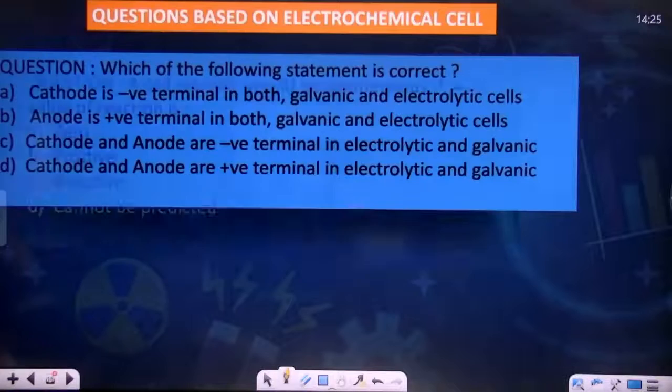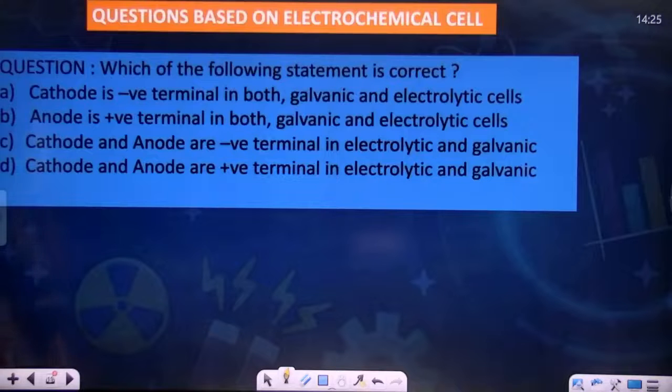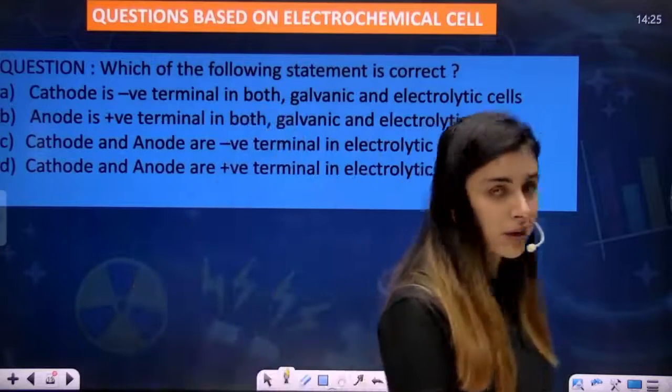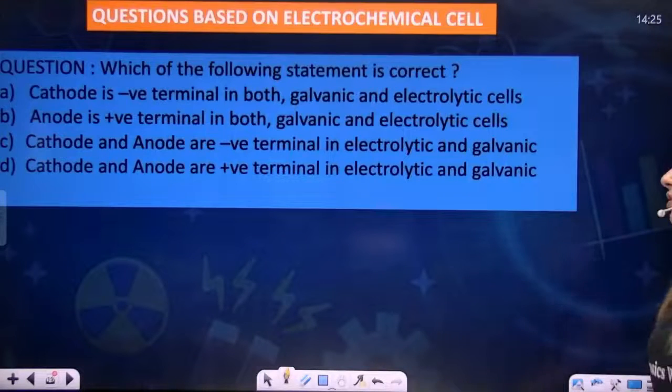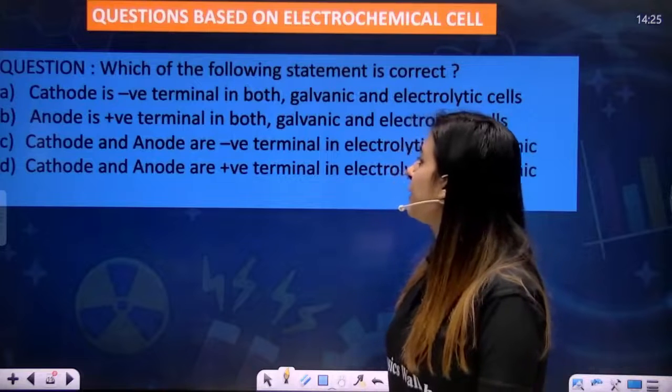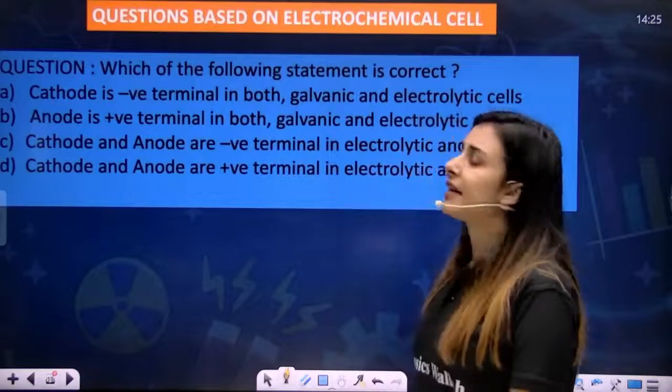Next question. The next question says, which of the following statements is correct? You have to tell which of the following statements is correct. Okay, read the statements, try the question yourself. First option says cathode is negative terminal in both galvanic and electrolytic cells.